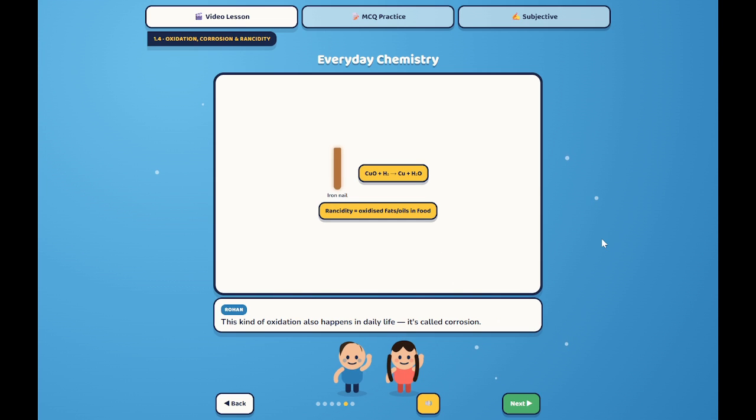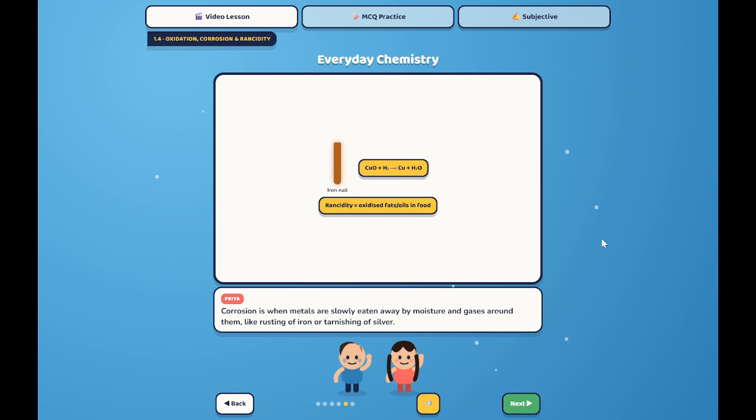This kind of oxidation also happens in daily life. It's called corrosion. Corrosion is when metals are slowly eaten away by moisture and gases around them, like rusting of iron or tarnishing of silver. Oxidation also affects our food. When fats and oils in food get oxidized, they turn rancid. That's called rancidity. We prevent rancidity using airtight containers, refrigeration, antioxidants, or by packing snacks with nitrogen gas.